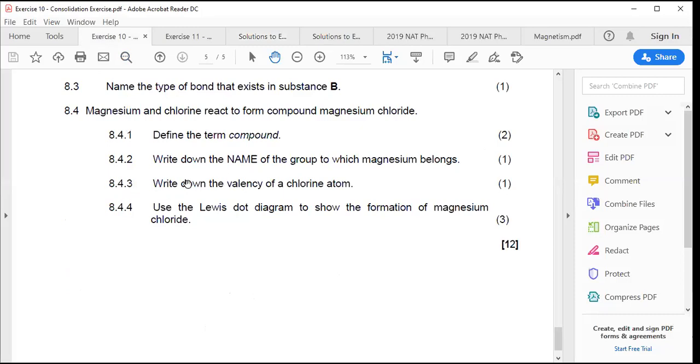Okay, let's look at this one. 8.4.3. Write down the valency of a chlorine atom. Right, valency, that's with a Y. Valency. What is valency, by the way?